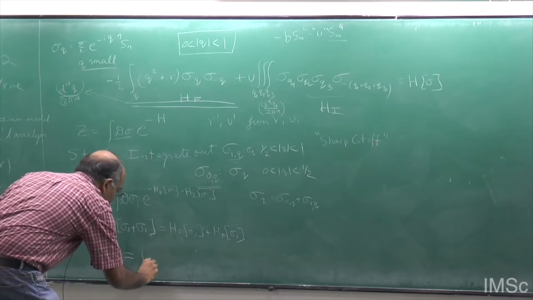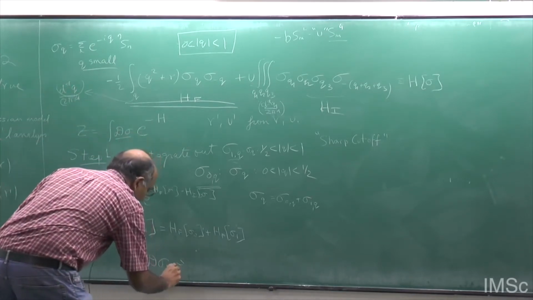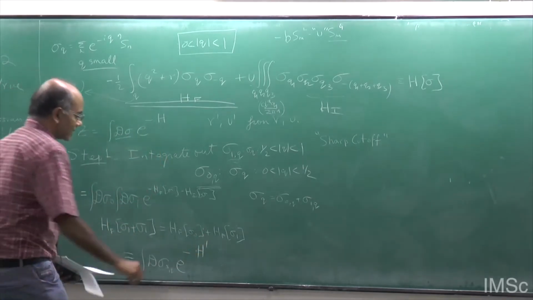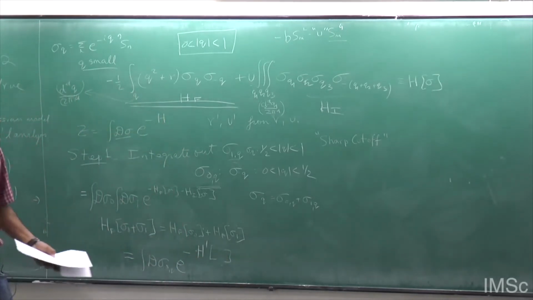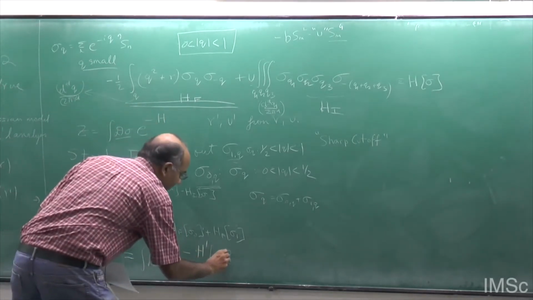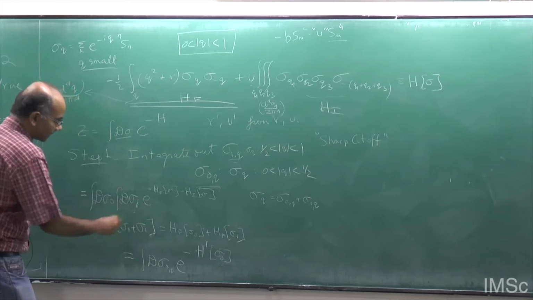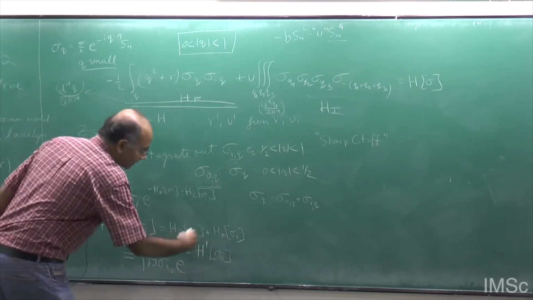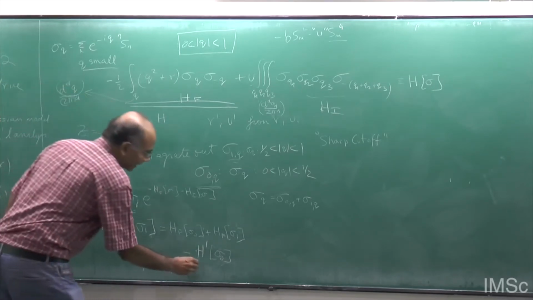You're going to get the integral of d sigma naught, e to the power of minus some modified H of what? It's only sigma naught, because sigma 1s have been integrated out. So after you've done the sigma 1 integral, and you don't do the sigma 0 integral, you'll be left with something which you can write in that form. And our aim will be to calculate this.